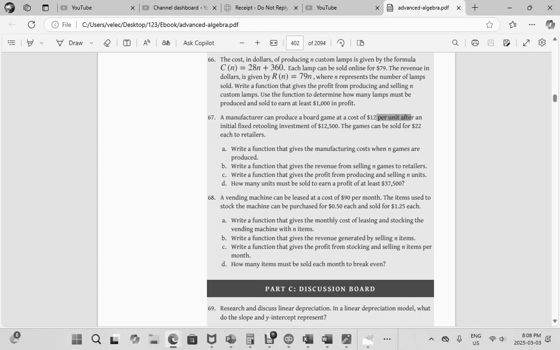Okay, so x games, we don't know how many games are being produced at this point. So let's go ahead and write the equation. We know that the base is 12,500. This is your fixed cost. No matter what happens, you will need to pay this money, every month, for example.